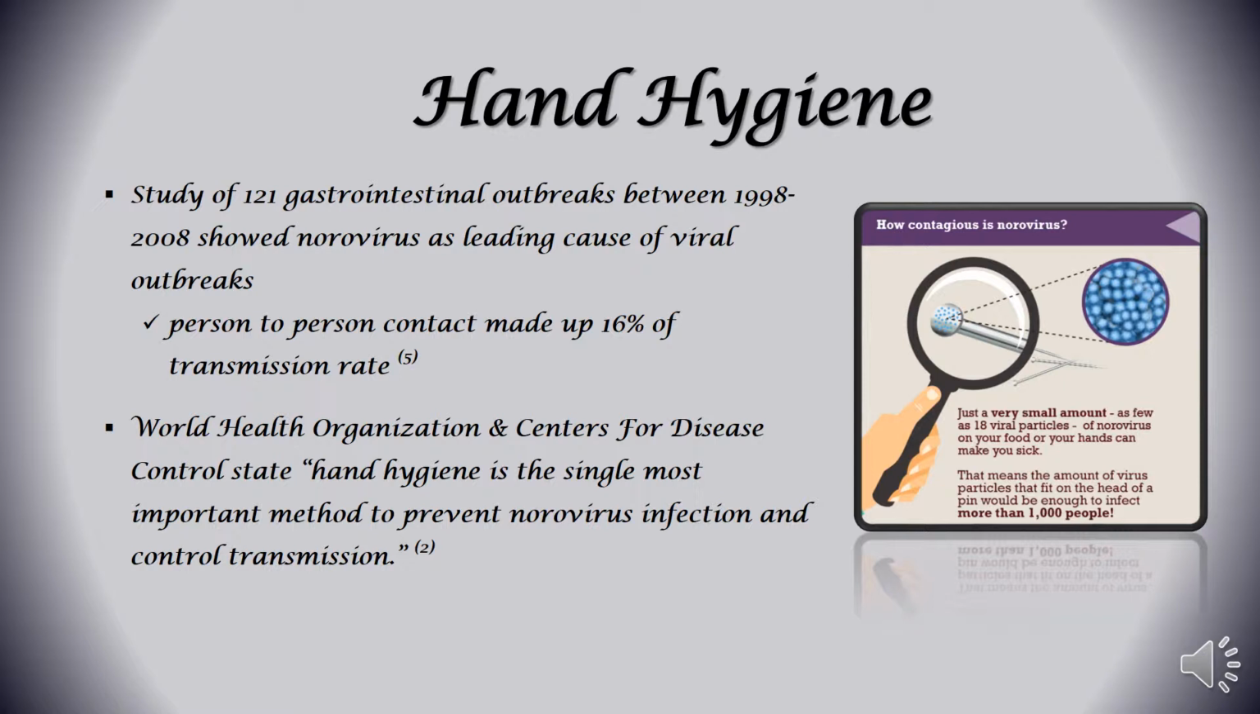This clip art to your right was obtained from the CDC's website, and it just tells you how contagious norovirus is. Just a small amount, as few as 18 viral particles of norovirus on your food or hands can make you sick. That means the amount of virus particles that fit on the head of a pin would be enough to infect more than 1,000 people. You can get more information about norovirus or just about any kind of disease on the CDC's website.